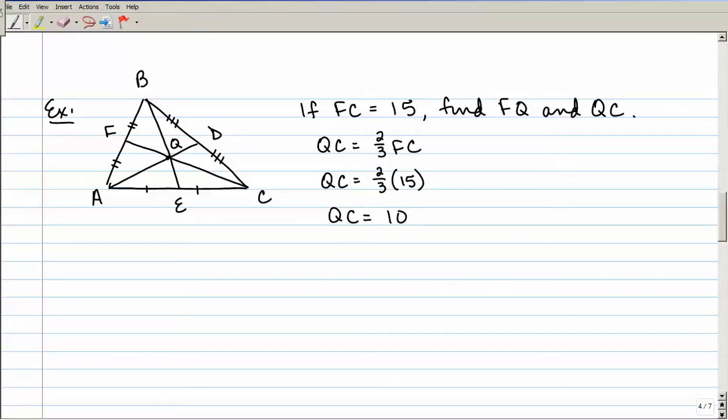Okay, to find the length of FQ, we can say that FQ plus QC equals FC. And that should look familiar to you as the segment addition postulate. So we don't know FQ, but we know QC is 10, and we know that FC is 15, so the length of FQ is 5.